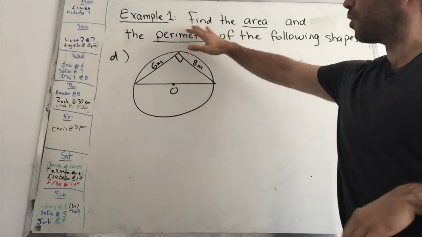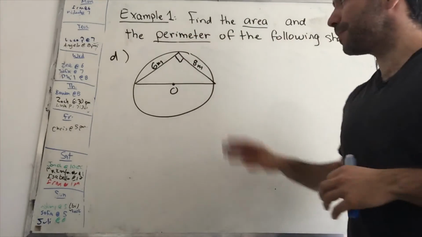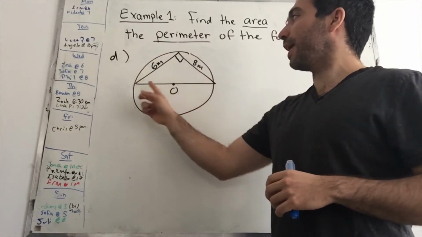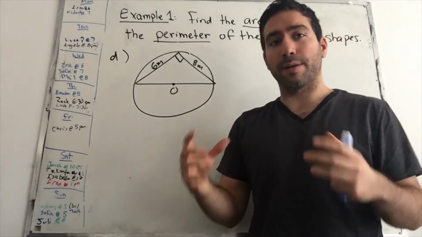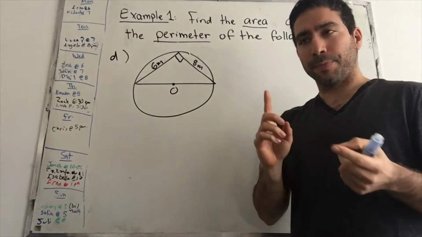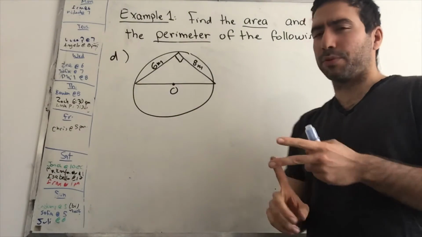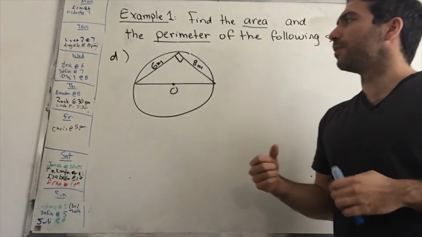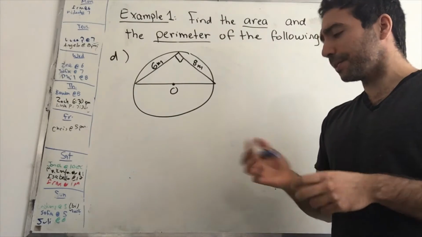So still the same question, find the area and the perimeter of the following shape. In this case here, we have a right angle triangle inscribed inside a circle. Okay, and our job is to find the area and the circumference of the circle. We don't say perimeter, we say circumference. Okay, so I'll write down the formulas in just a second.